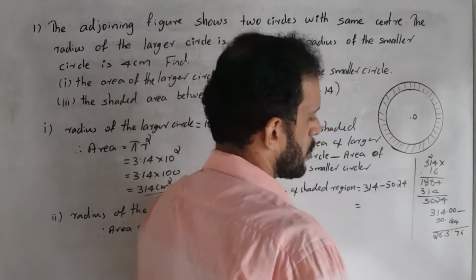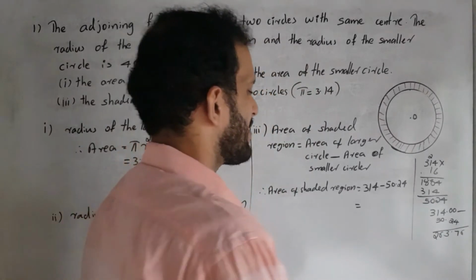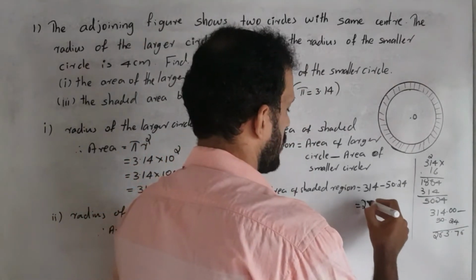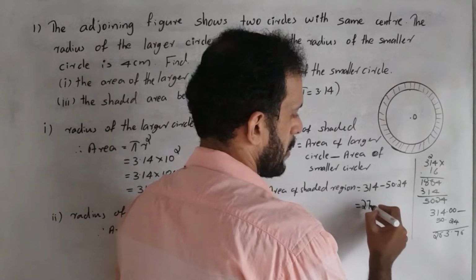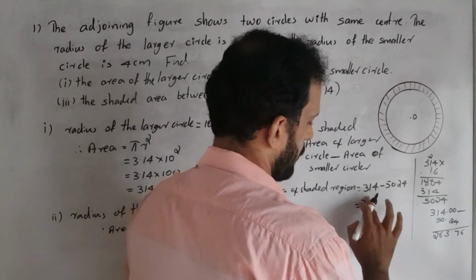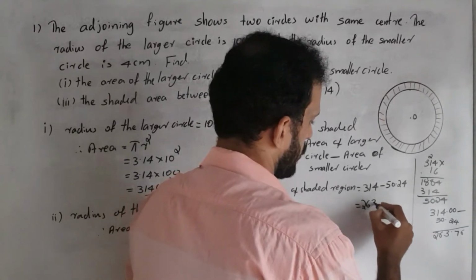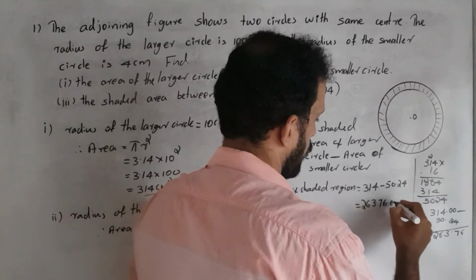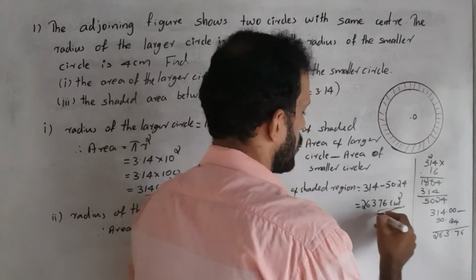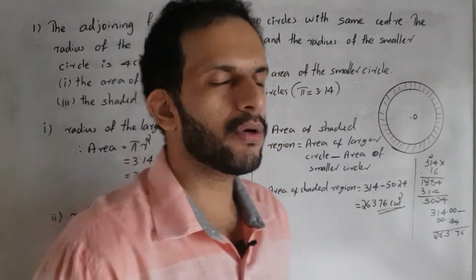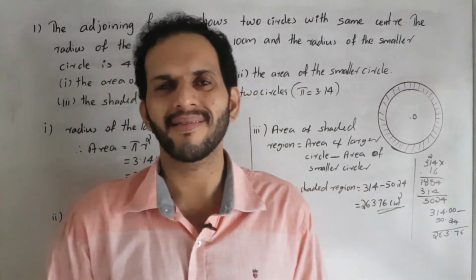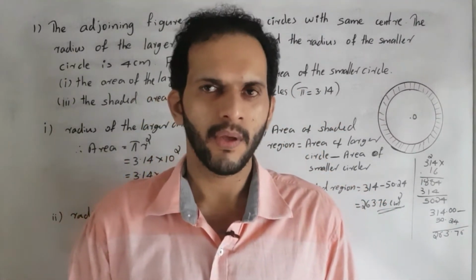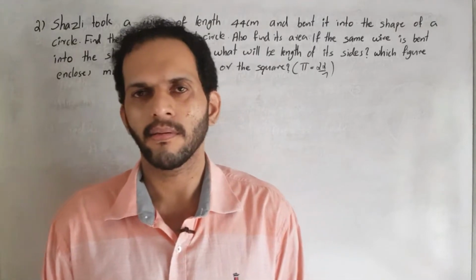Then the answer is 263.76 square centimeter. What is the area of the shaded region? 263.76 square centimeter. Okay, so the area of the shaded region is equal to 263.76 square centimeter. Okay, the next question is like this.